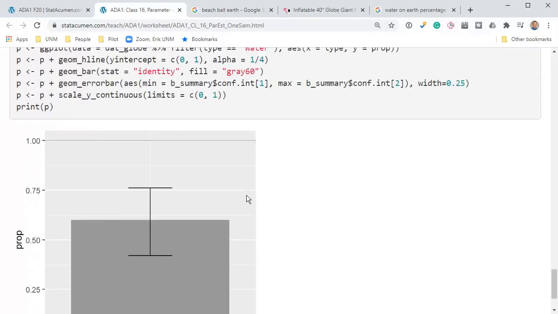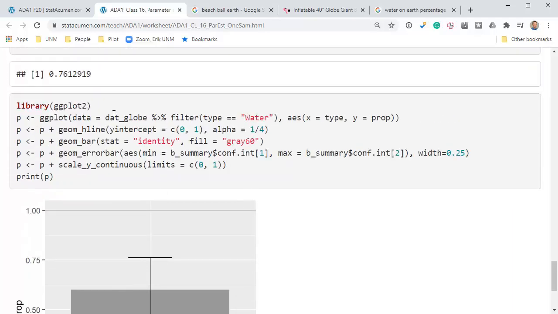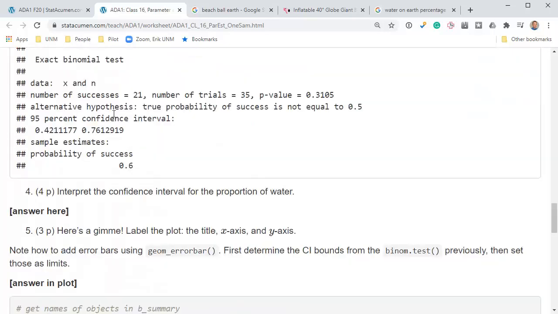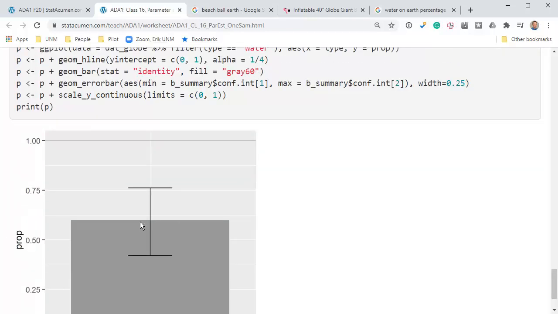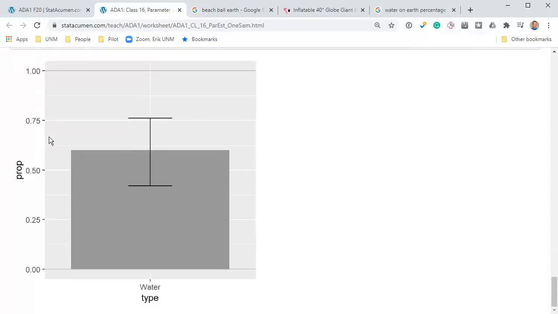All right, so that's a lot to say. All you need to do here for this last question, if I page up for a moment, is label the plot. So you just need another line where you have labs with a title, an x and a y, and give this a nice title and give it some nice labels.